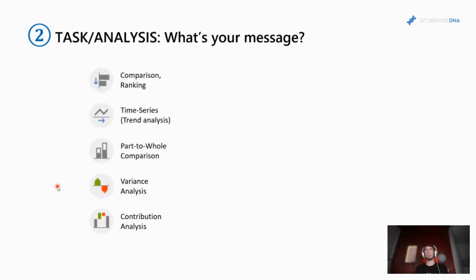Next would be the task analysis, right? So what's your message? There are actually 5 components to this: the comparison, the ranking, or the sorting by, let's say, importance or volume, the time series, and so on. But what is really important here? You need to think about your audience. What is the main KPI that is important? Maybe on a really tiny screen, what would be just that one thing that you would highlight or pinpoint? And this should really guide you in the selection of your charts.